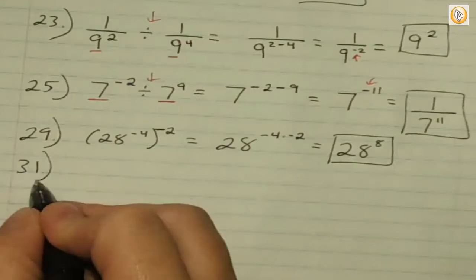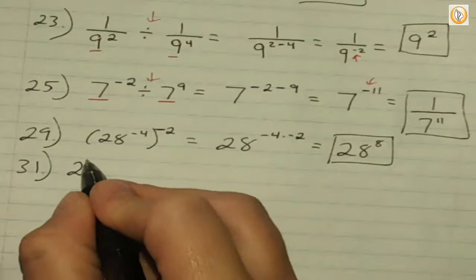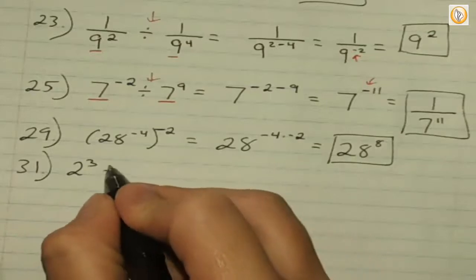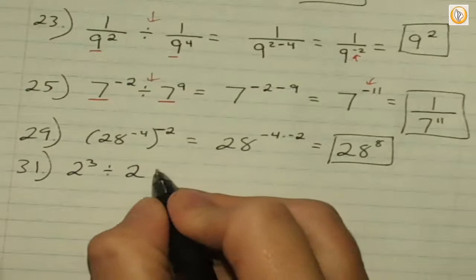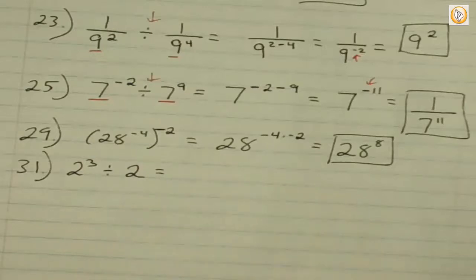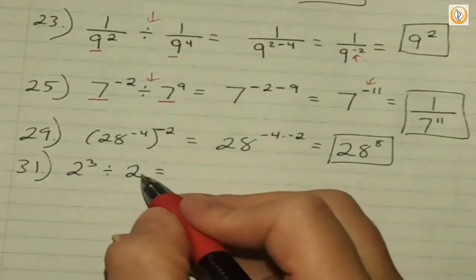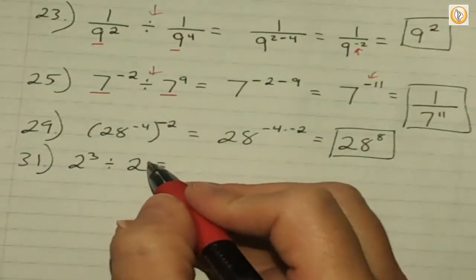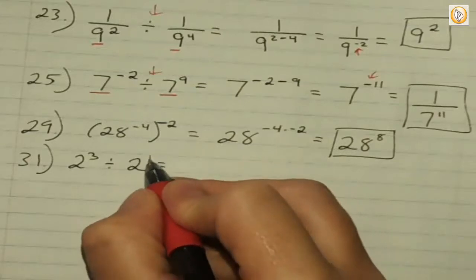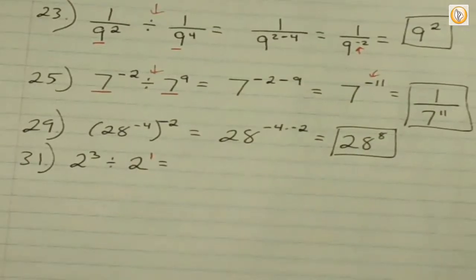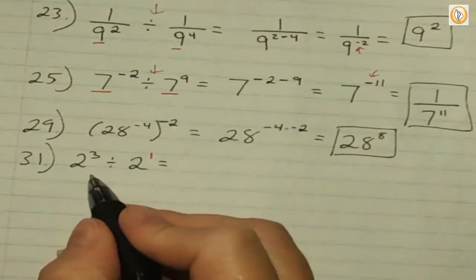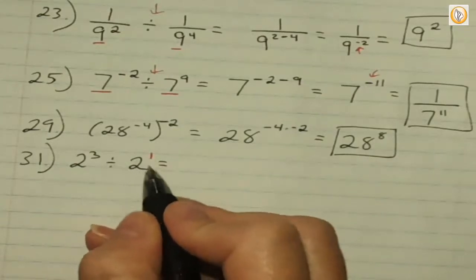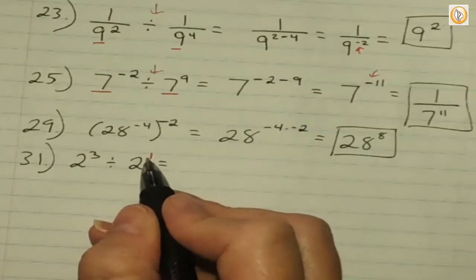Aiden, 31. 2 to the power of 3 divided by 2. You would subtract 3 minus 0. 3 minus 0? Why? Because there's no exponent. Oh, if there's no exponent, we assume what is there? A 1. Very good. I purposely did that, see, that's why we do so many examples. So if there's no exponent, we put in a 1.